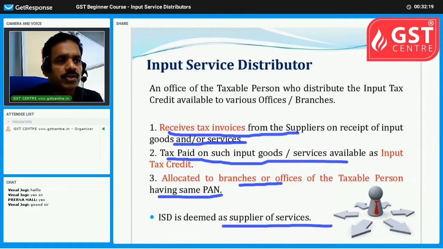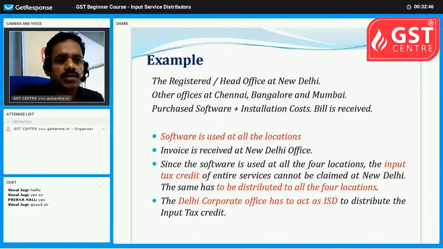Input service distributor means the office of a person, a large organization, which receives invoices from the suppliers for availing input tax credit and distributes such input tax credit to various branches or offices of the taxable person. Okay, and in the GST Act, they are deemed as supplier of services. Let us take one example.